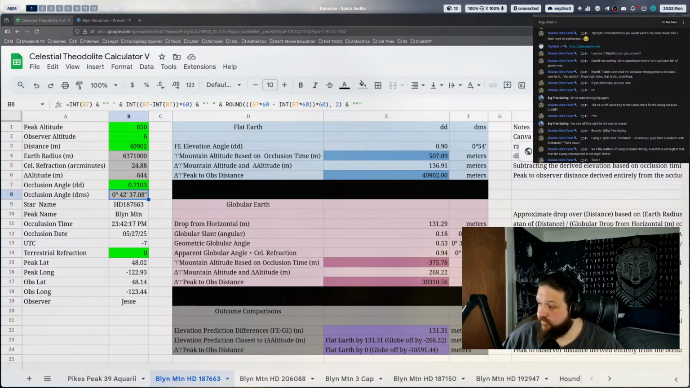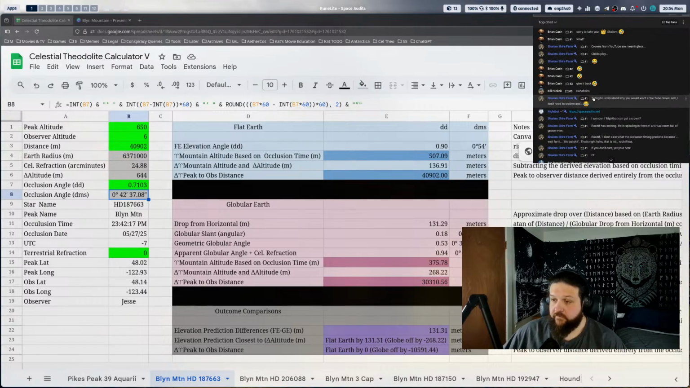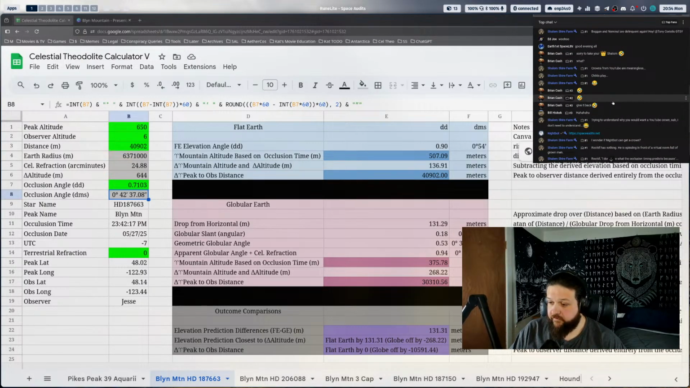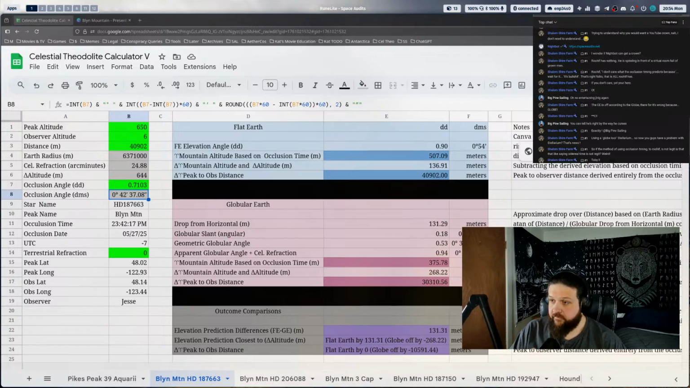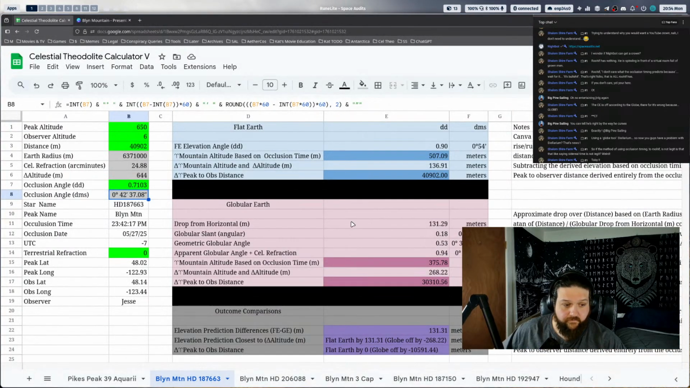Yeah, can we actually just stay on there real quick? So you have the occlusion angle, the actual occlusion angle in terms of the true geometric position of the star at that exact time, 42 arc minutes, 37 arc seconds, right? Mm-hmm. And then using that occlusion angle, what do you do with it? Do you have a height or do you have a distance? Which one are you solving for?